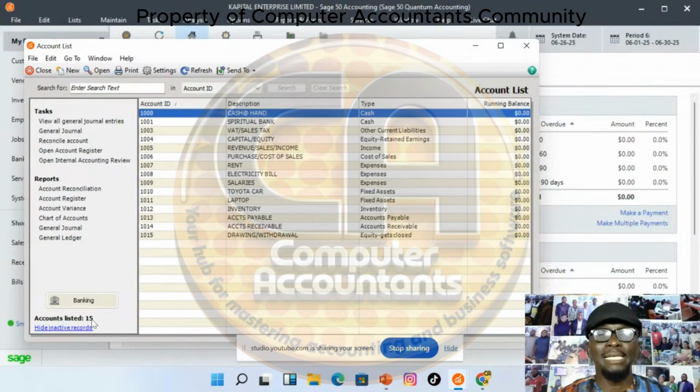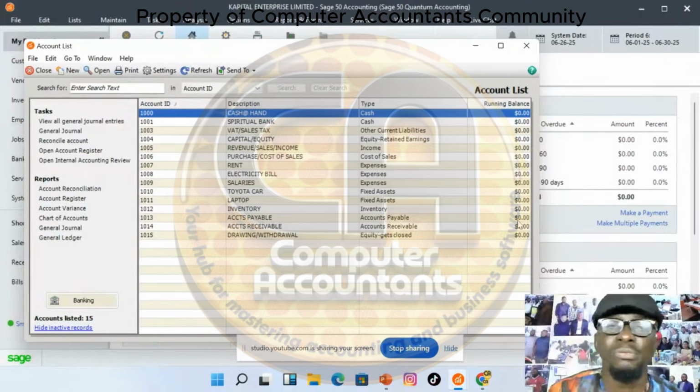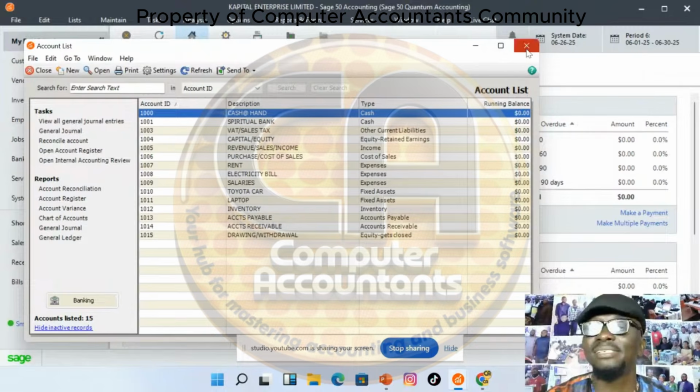Okay, so you can see the list. You can see that my numbers are in order. Okay, so you can see what I have done here so far. All the balances are zero because we have not done anything. Good. So this is settled. Chart of account is settled.